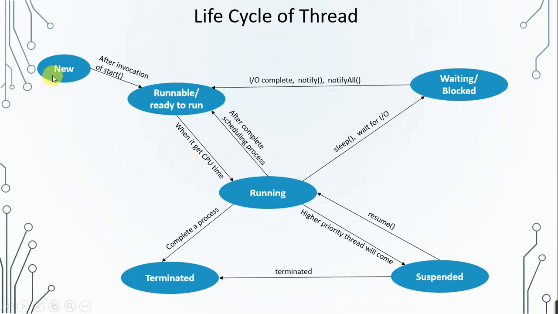Now first of all, when a thread comes to memory, it is in this new state, and after invocation of start, it will be in runnable state. From runnable it can go to running or waiting, from waiting it can come back to runnable, and from running also it can come back to runnable. From running it can also go to suspended, from suspended it comes back to running or goes to terminated, and from running it can also directly come to terminated if it completes the process. So it is simple to memorize, so just go through it. Okay, you will get it.